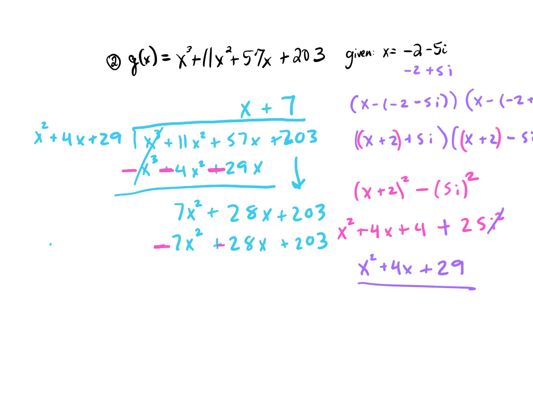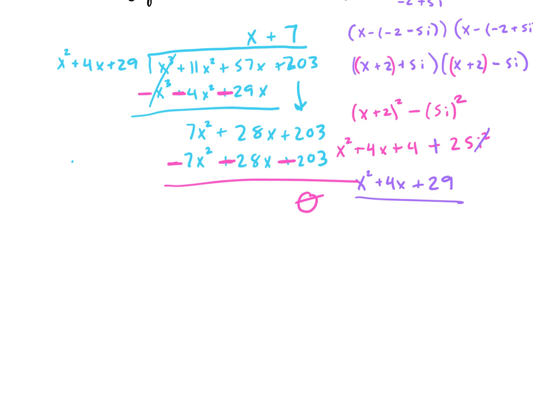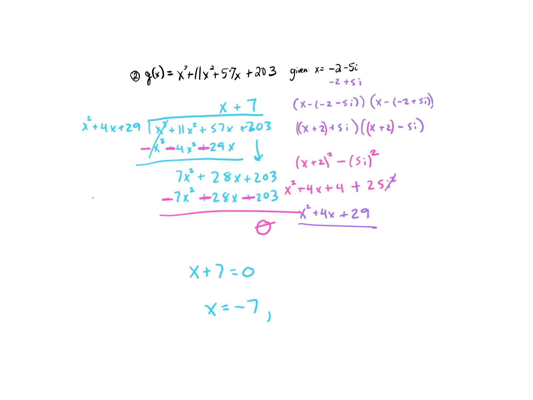So then I change my signs, and what happens? They all cancel. So my remaining factor is x plus 7. So then what would my 0 be? What's x equal to? Negative 7. So my zeros are negative 7, negative 2 minus 5i, and negative 2 plus 5i.